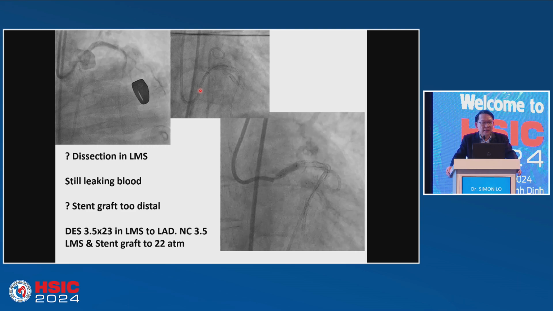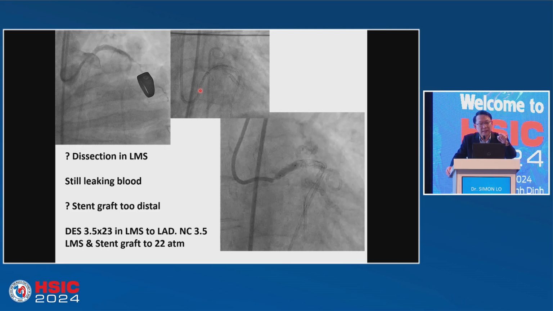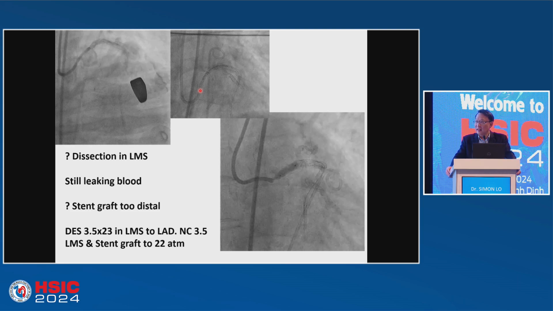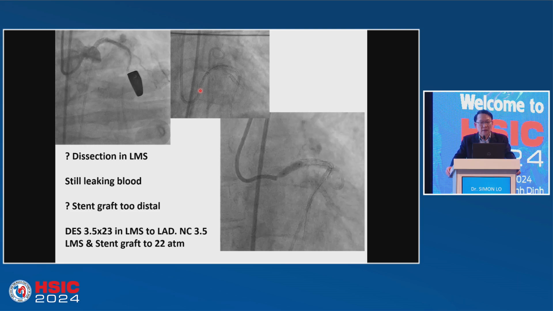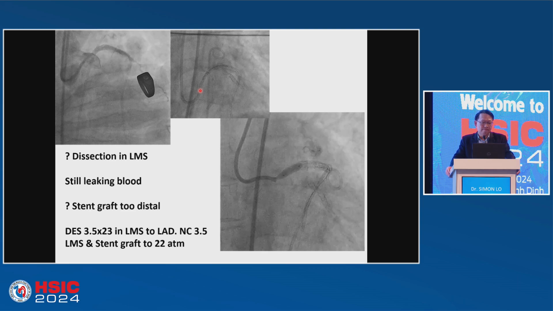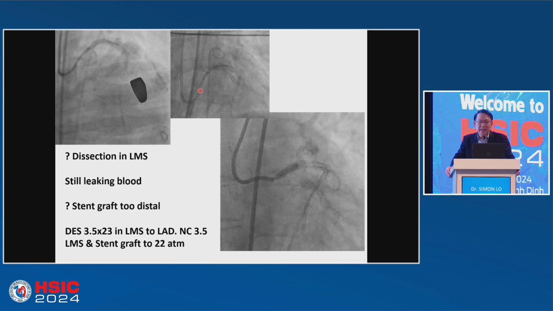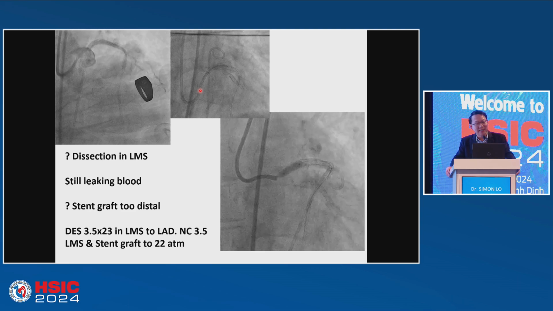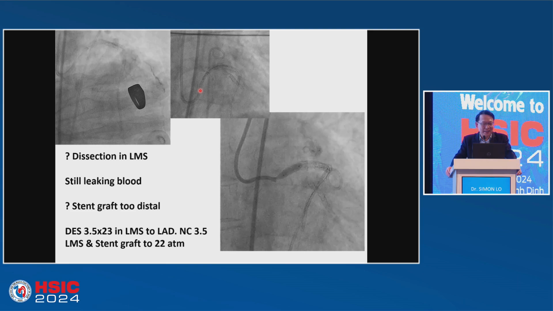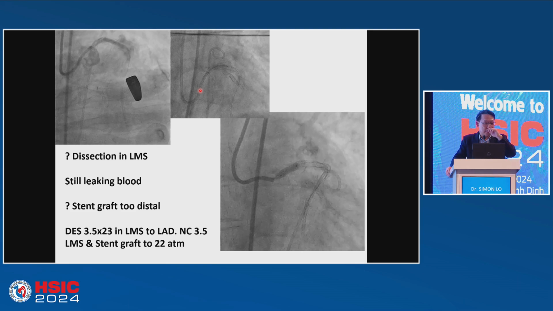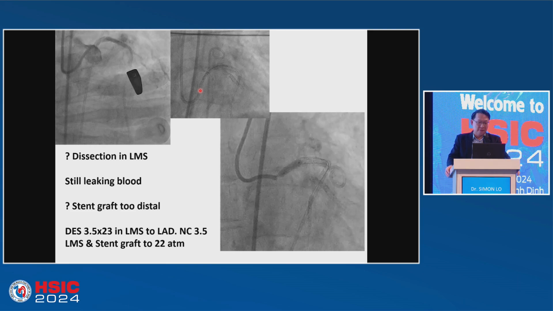Okay. Moving on, I did a shot in the left main. I think there is actually a dissection of the left main. You probably can see now quite clearly the dissection. And it's still leaking blood from the perforation site. Terrible, okay? And I still wonder whether the stent graft was too distal.